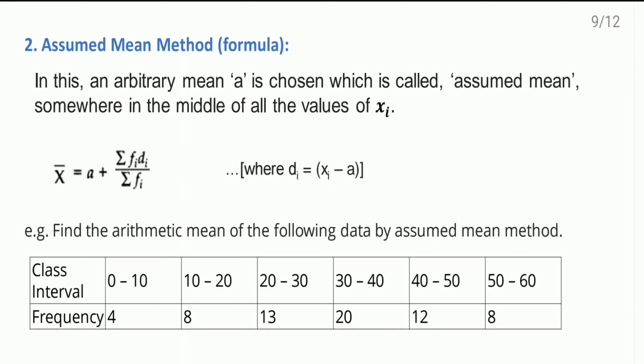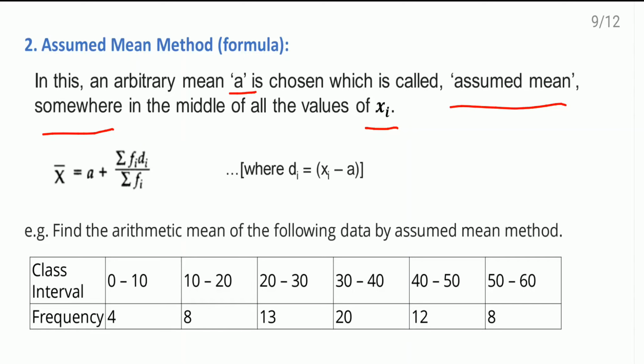In this, an arbitrary mean A is chosen, which is called assumed mean, somewhere in the middle of all the values of xi. So in the previous case, you have seen how to find out xi. That means the class marks. From there, one of the middle values we are going to choose, and that middle value is called the assumed mean. Let us see the formula here.